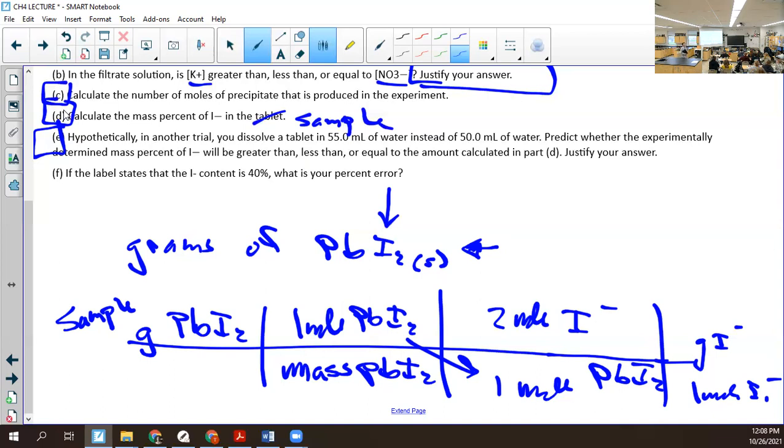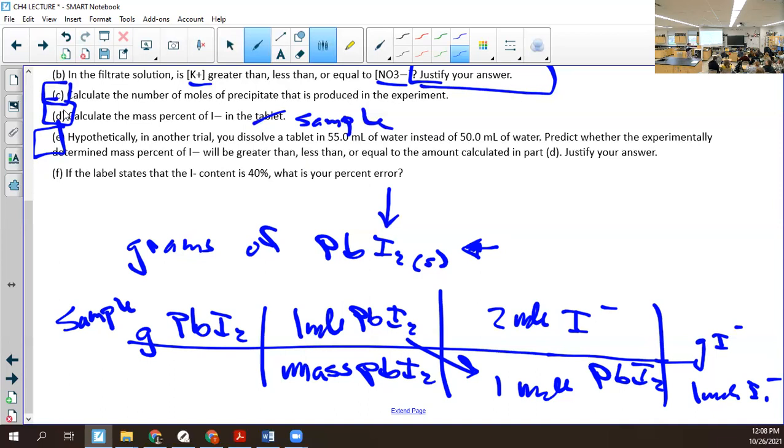Anyone willing to say that they think it's greater? Greater, full send. I have one greater. Anyone less than? I have 1.5 less than. Who thinks equal to? Okay, the answer is equal.